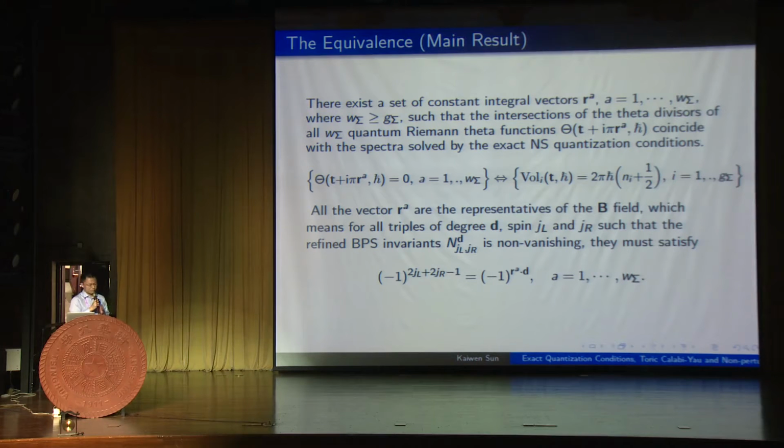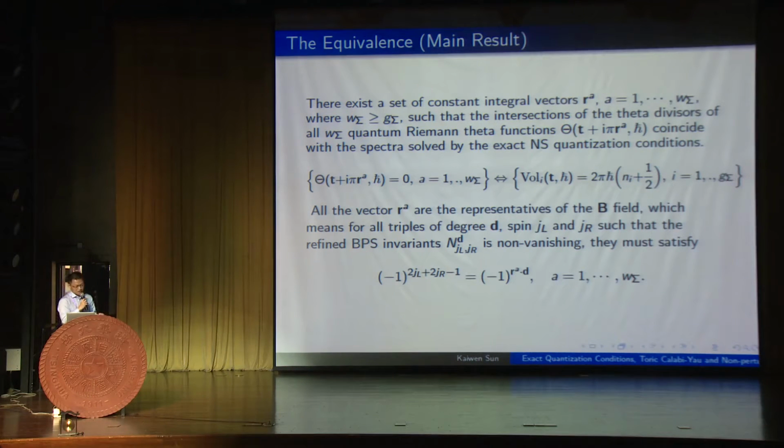The relation between these two approaches was rather mysterious. Our paper wants to establish their relation. Our main result is that there exists a set of constant integral vectors, which we call the R field. The intersections of the theta divisors of our quantum Riemann theta function with the R field in this position coincide with the spectra determined by the NS quantization.